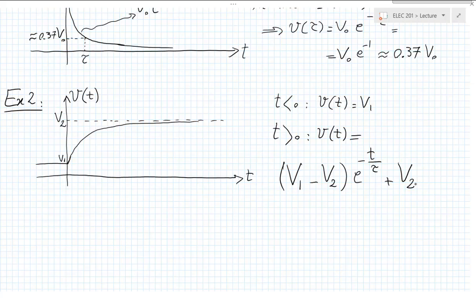Okay, at t equals 0, the exponential is 1. And so I have V1 minus V2 plus V2. So that's V1. So that's good. At t equal infinity, it's what? The exponential has disappeared. And so this is e to the minus infinity, which is 0. So I just have V2. So that's also good.